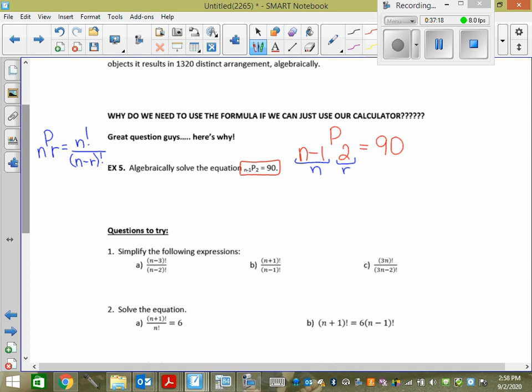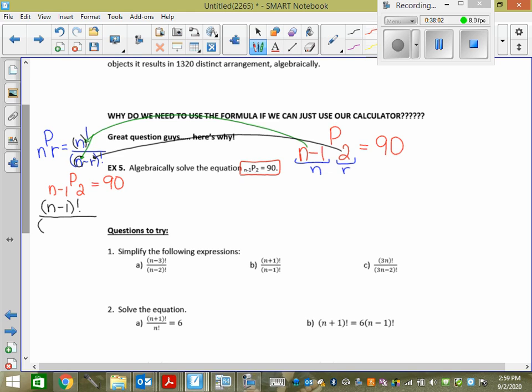So we can plug this in for n, right? And we can plug this in for the r of this formula. That's what that states. So I'm just going to do this over here. n minus 1 P2 equals 90. And then I'm going to fill n minus 1 in for the n's of this formula. So I'm going to get n minus 1 factorial. So I just filled it in for the n here, right? Divided by, and I'm going to fill it in for this n.